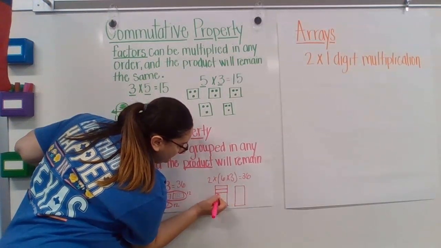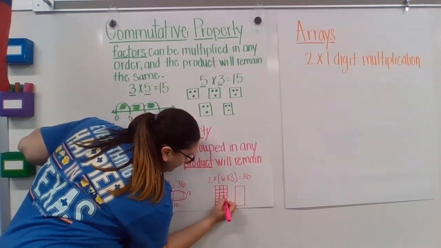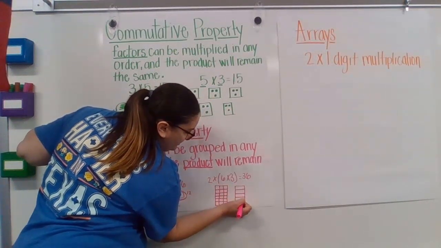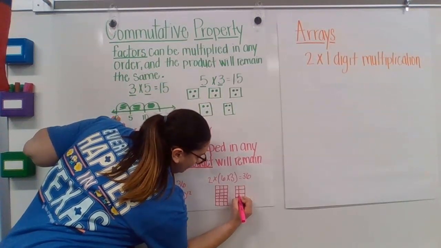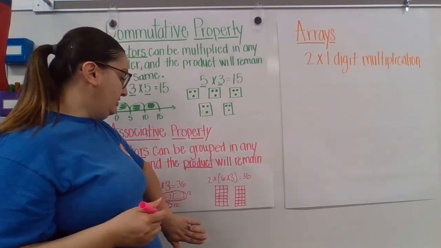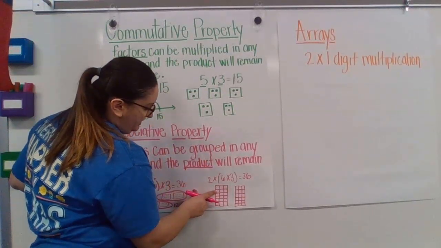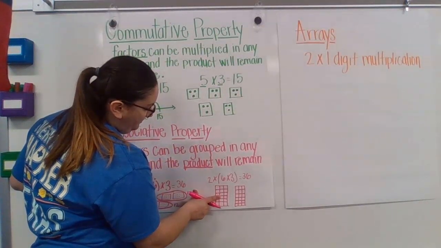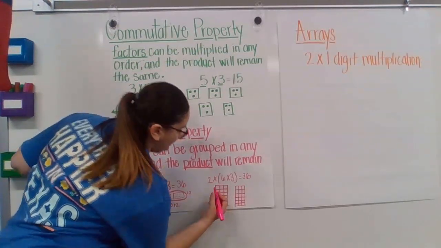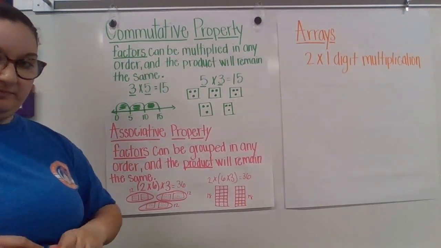So one, two, three, four, five, six. One, there's three. Okay, let's do it over here. One, two, three, four, five, six. And then this, okay? So here's my two groups, and each group has six rows of three. So over here, I have three plus three is six, plus three is nine, plus three is 12, plus three is 15, plus three is 18. So I have 18 over here and 18 over here, and that makes 36, okay?